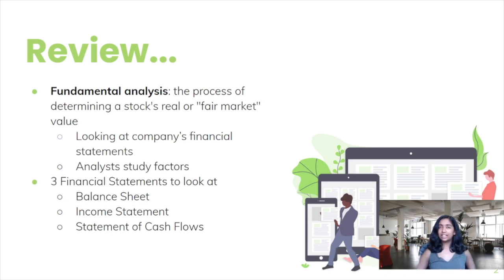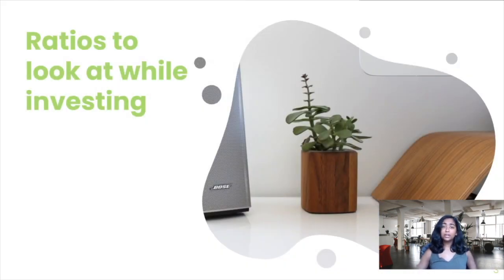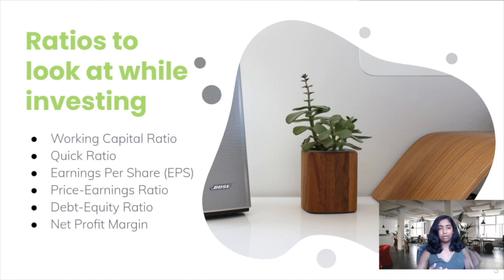Since looking at financial statements might be long and tedious for some investors, these investors might take a shortcut and use specific ratios in order to analyze stocks. There are important ratios investors look at while they trade. I've listed all of them right here on this slide that we're going to cover in today's video. These ratios help simplify the process as investors don't need to spend too much time analyzing the financial statements of a company.